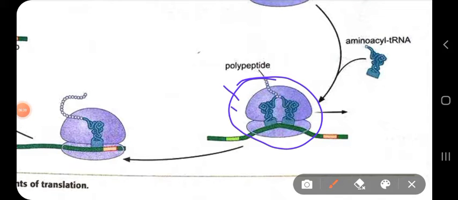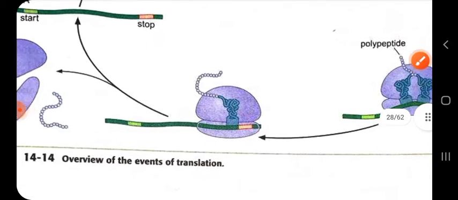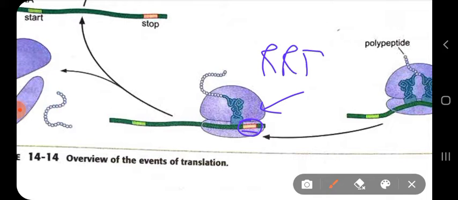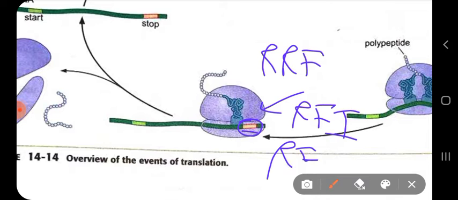In this way the translation goes on, and here also elongation factors play an important role. There are two types of elongation factors, which you will see later when I discuss them elaborately. And then at the end, when the ribosomes encounter a stop codon, it recruits the termination factors like ribosome recycling factor, release factor 1, and release factor 2.